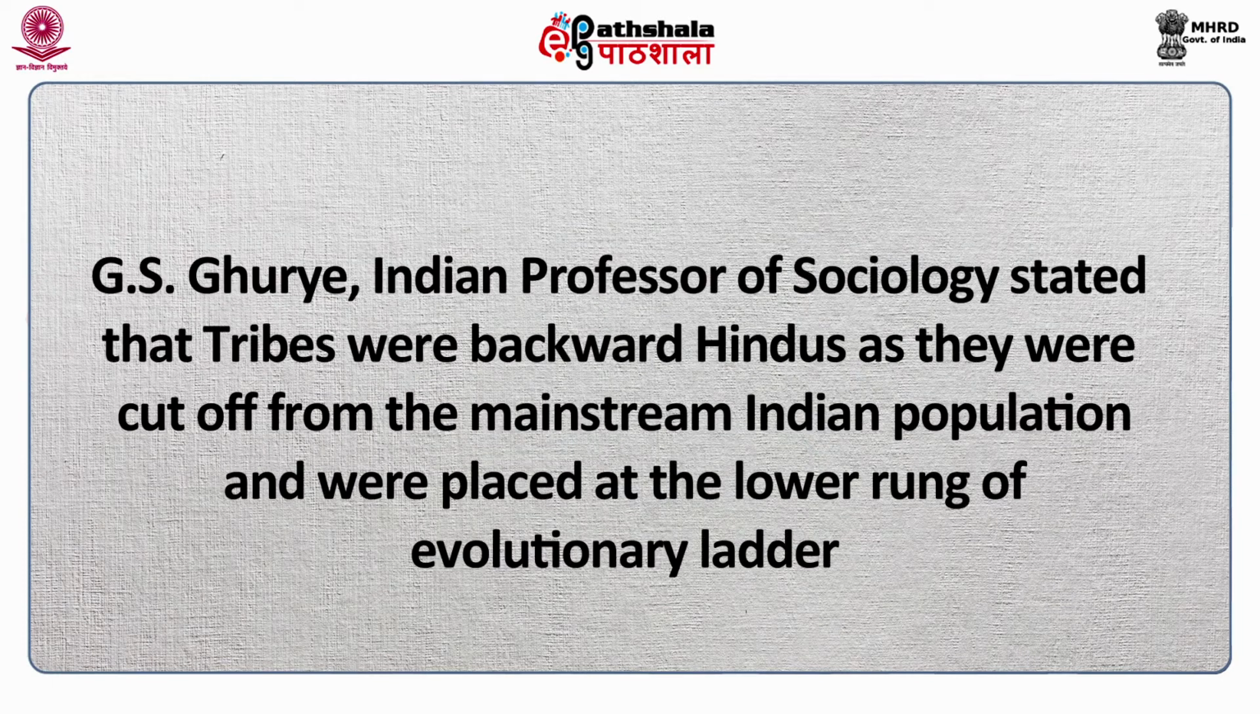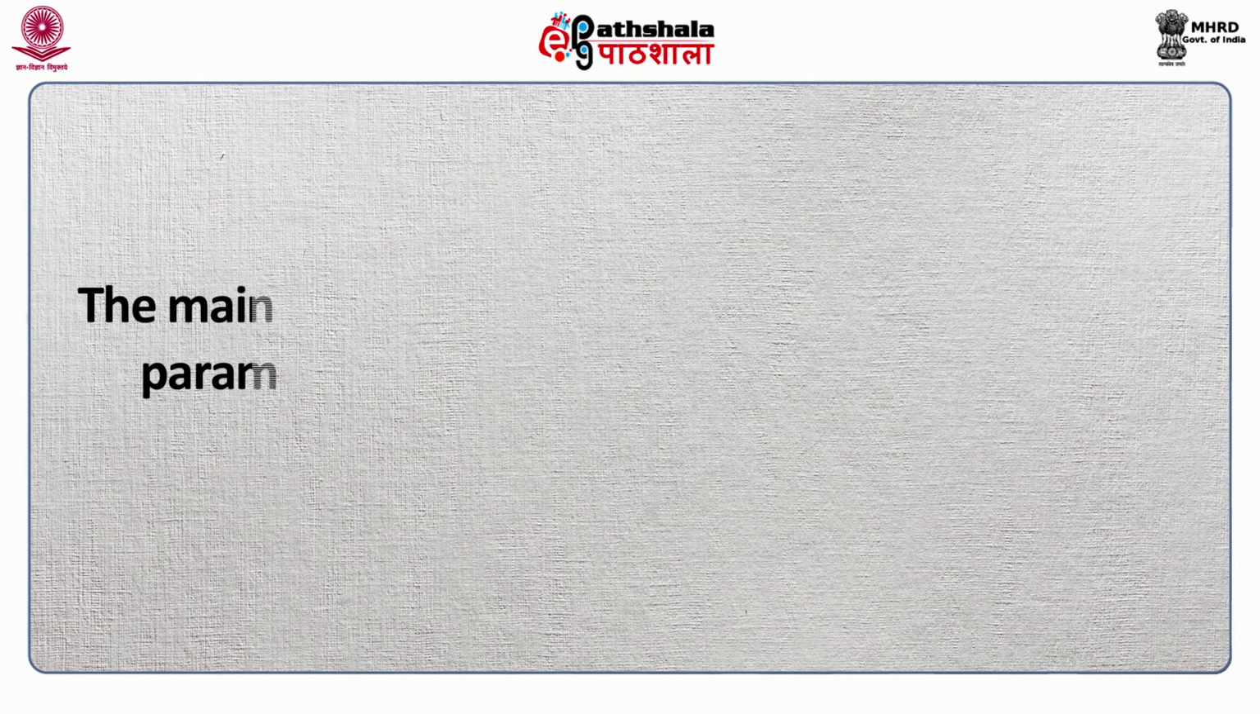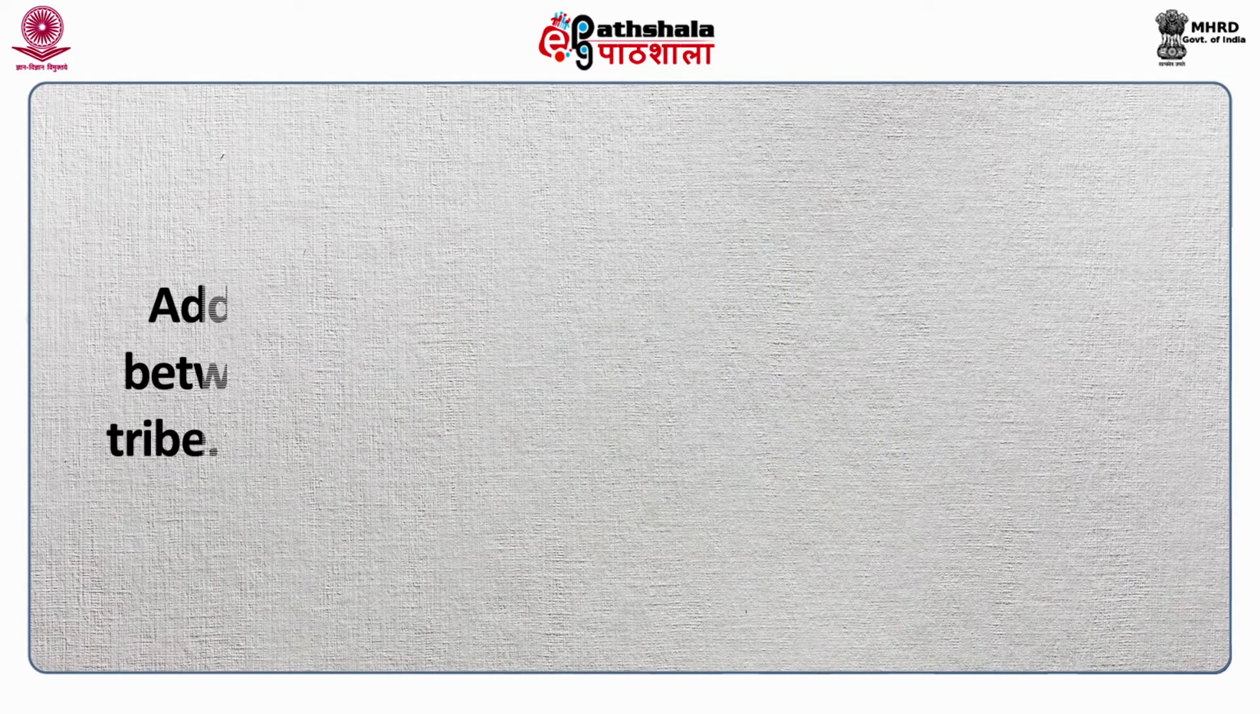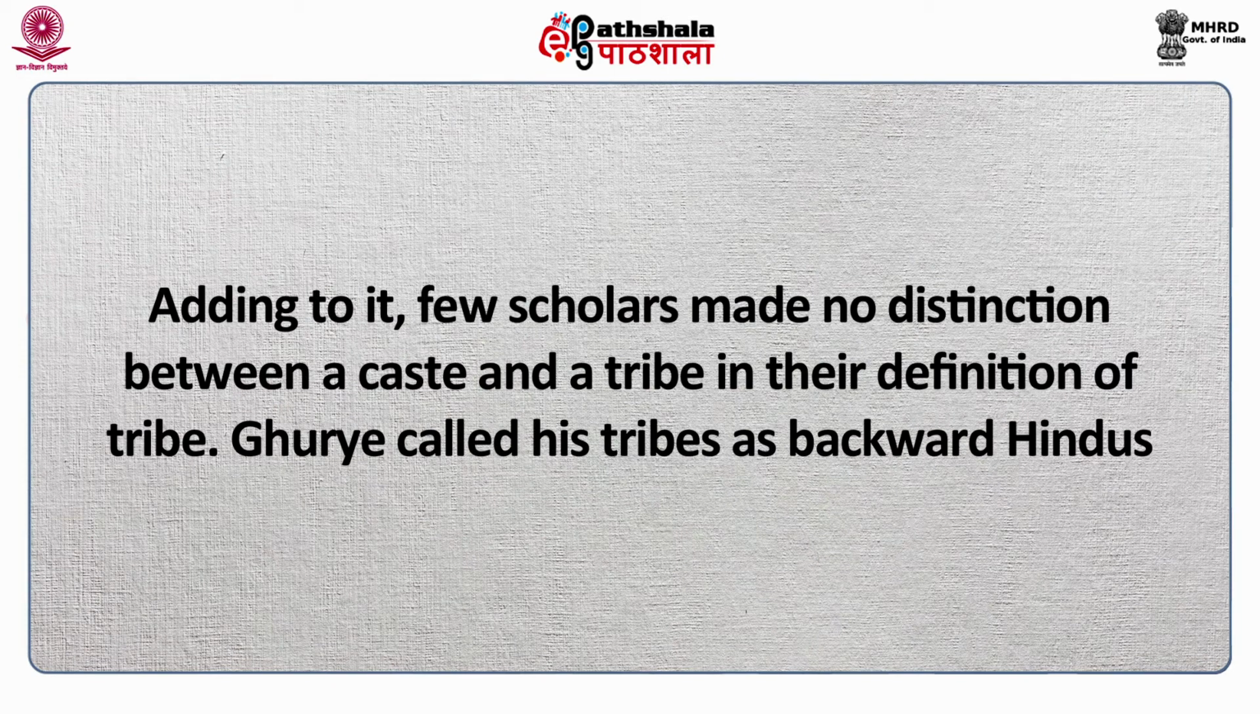G.S. Ghurye, an Indian professor of sociology, stated that tribes were backward Hindus as they were cut off from the mainstream Indian population and were placed at the lower rank of the evolutionary ladder. The main criteria of defining tribes are a few common parameters, namely geographical isolation and having their own dialect. Adding to it, a few scholars made no distinction between a caste and a tribe in the definition of tribe. Ghurye called these tribes backward Hindus.